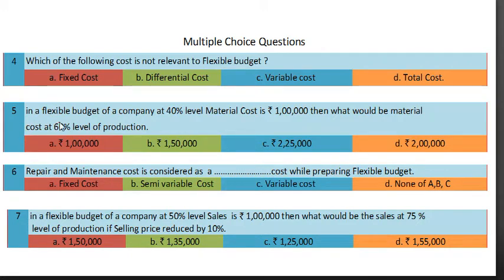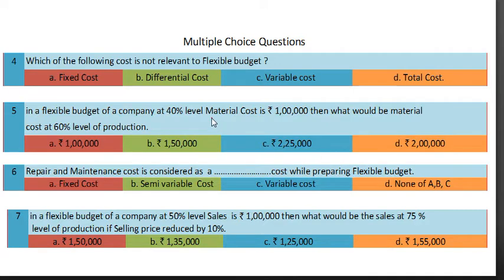Number 5. In a flexible budget of a company, at 40% level material cost is rupees 1 lakh. Then what would be material cost at 60% level of production? Option A, rupees 1 lakh, option B, rupees 1,50,000, option C, rupees 2,25,000, option D, rupees 2 lakh.